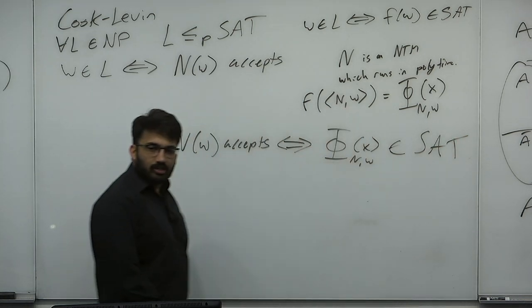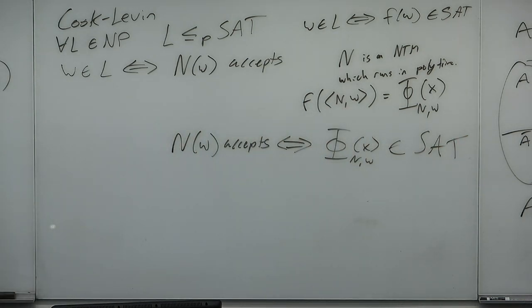That's sort of how our reduction is going to work, okay? Now, N and W are, I mean, you don't know if N accepts W immediately. We have only a polytime reduction. We're going to simply take the description of the machine, the description of the word, and write down a formula phi in polynomial time. But how are we going to know if N accepts W or not?